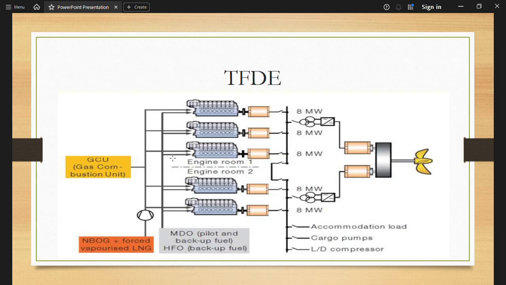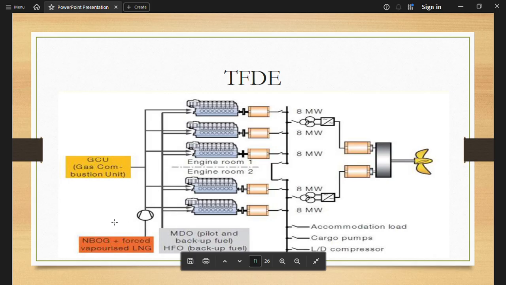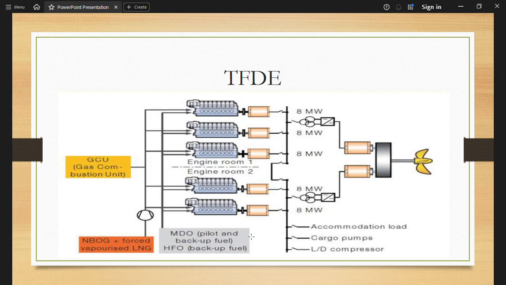DFDE basic diagram: you have the GCU, that is gas combustion unit, and then forced vaporized LNG and boil off gases. The forced vaporized LNG goes through the turbine to number 1 engine, number 2. In the MDO plant, we have MDO as pilot and backup fuel, and HFO backup fuel. MDO is the pilot fuel. If in case we don't have MDO, we can also inject HFO.